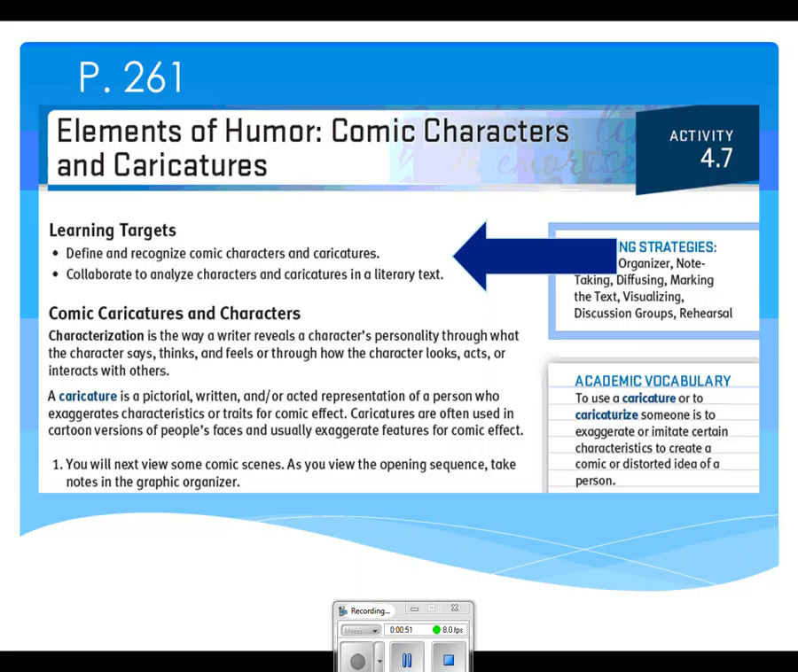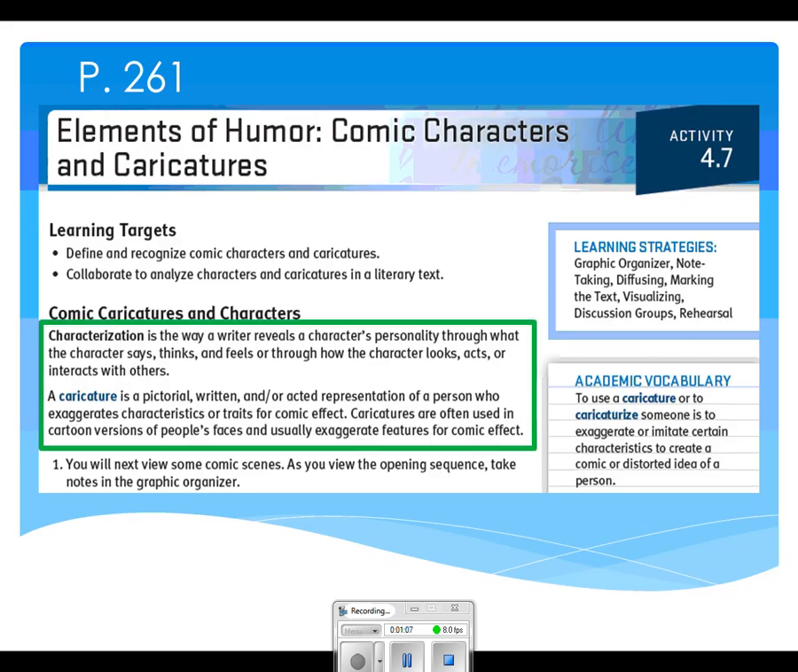But what we'll be practicing with our lesson first is defining and recognizing a comic character or caricature, and secondly is analyzing comic characters and caricatures within a written text. So right below that, we have essentially these descriptions of characterization and a caricature. And what I want you to do is just make the markings that you see on the screen. So you'll just go ahead and you'll highlight the info that pops up.